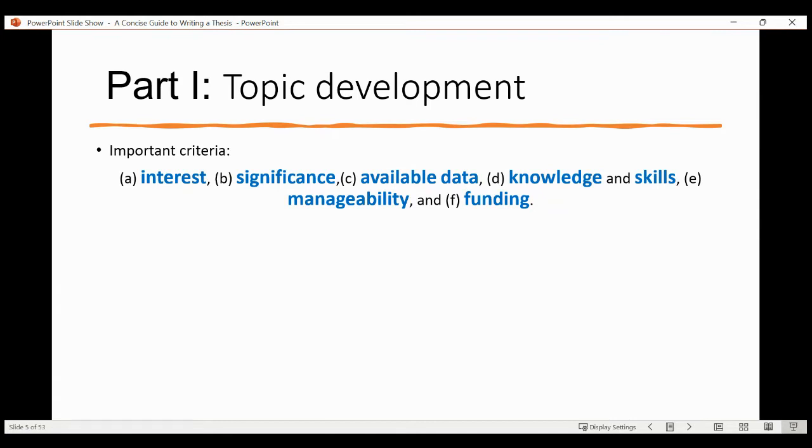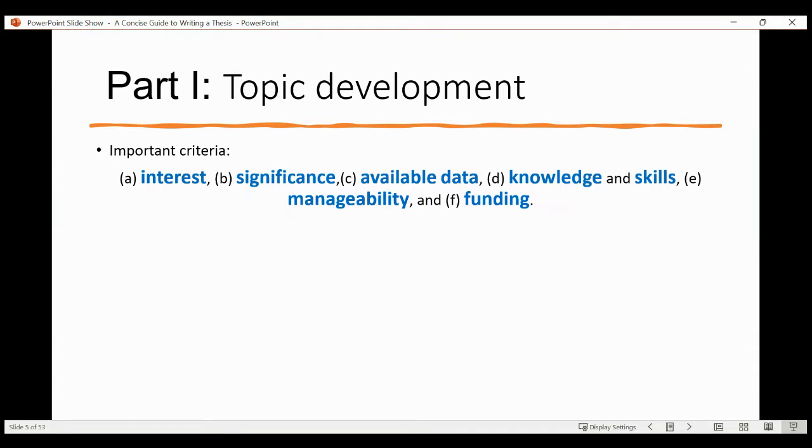Knowledge and skills, this is very important. For example, if you are not interested or you don't have skill in programming, why would you choose a topic that involves programming? So you need to pick your topic wisely.